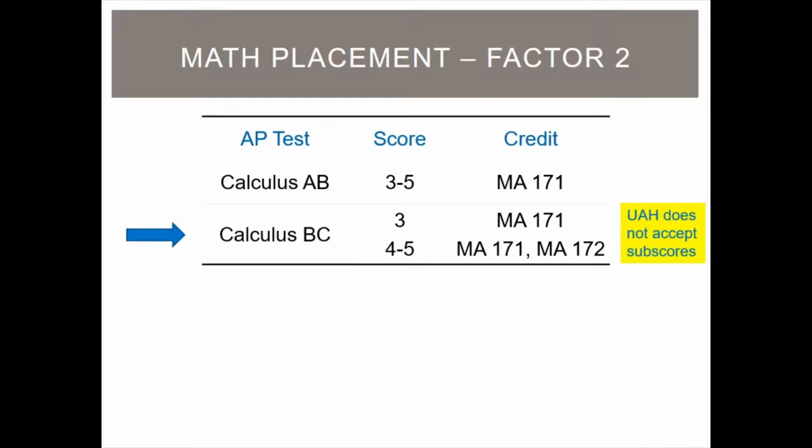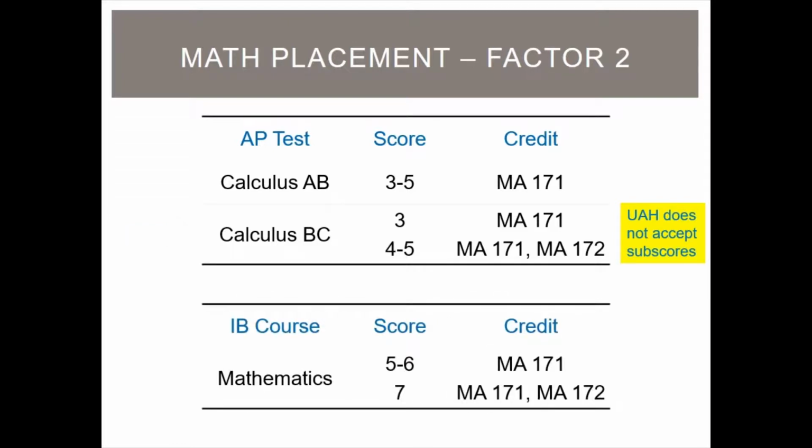You can also earn credit for Calculus A and Calculus B through the IB program. If you score a 5 or a 6, you will receive credit for Calculus A, and you will be placed into Calculus B for your first semester. If you earn a 7, you will receive credit for both Calculus A and B, and will be placed into Calculus C for your first semester.